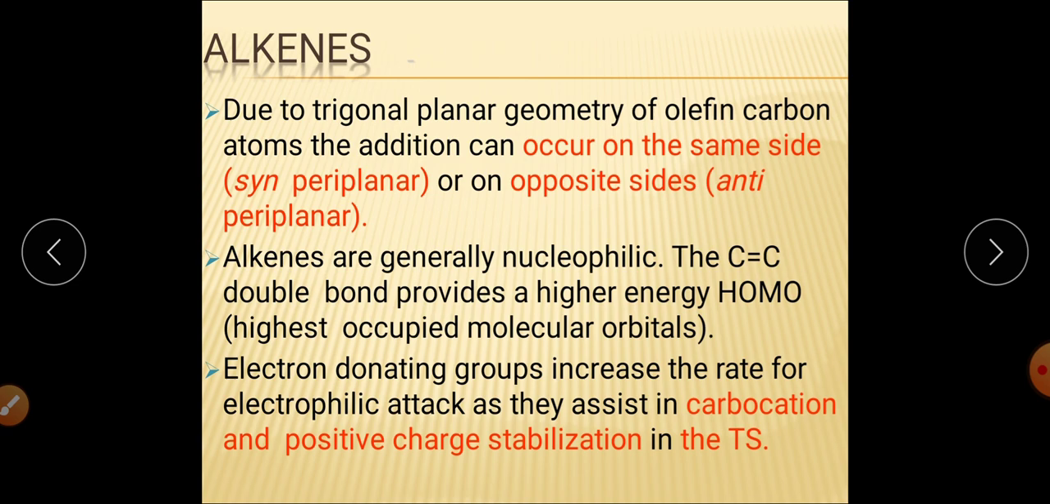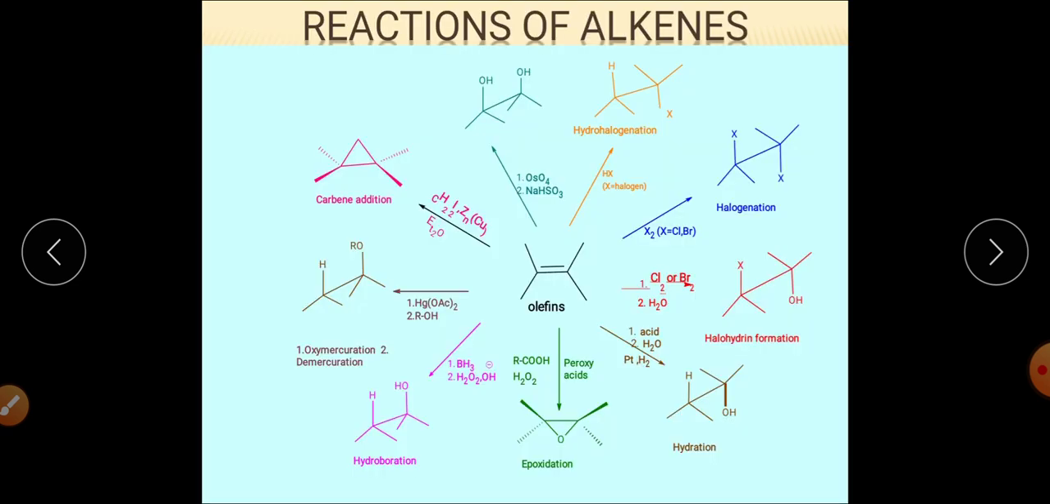The reason is that in electrophilic addition there is formation of C positive, and if electron donating groups are attached, they increase the stability of that C positive, and that's why they increase the rate of electrophilic addition reaction with the alkene. That's why alkenes undergo electrophilic addition reactions in many cases.